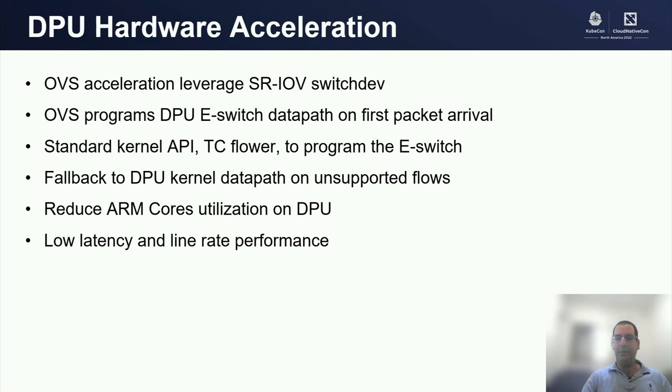And now a little bit on how we do DPU hardware acceleration. We are leveraging SR-IOV switchdev technology. OVS open source already supports SR-IOV switchdev, and it knows how to program the eSwitch when the first packet arrives at the OVS. OVS itself uses a standard kernel API, TC flower, to program the eSwitch. There's nothing proprietary here. In case the hardware vendor doesn't know how to accelerate the packet, we fall back to the kernel data path. This also allows us to reduce the CPU utilization on the ARM cores. And because we're using SR-IOV and switchdev, we get low latency and line rate performance.